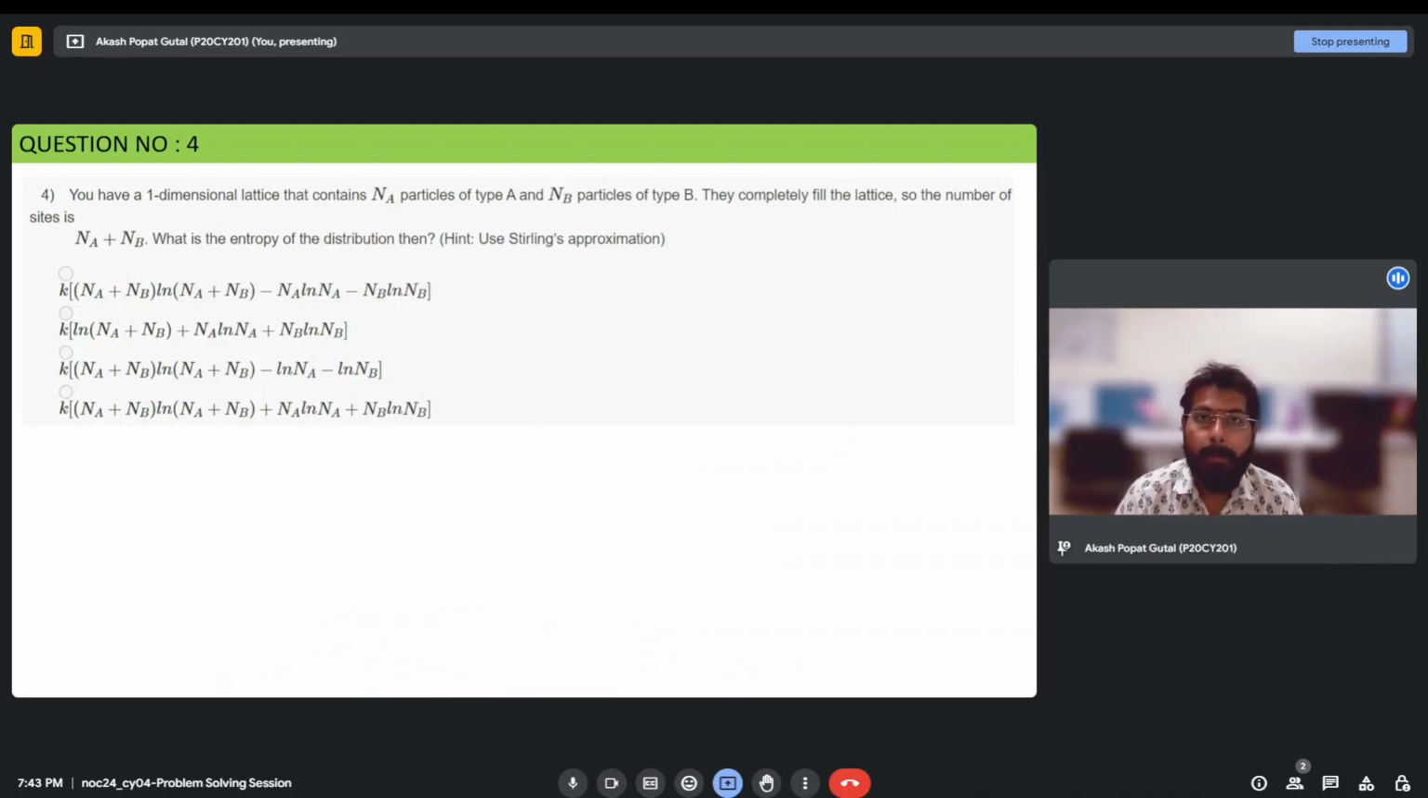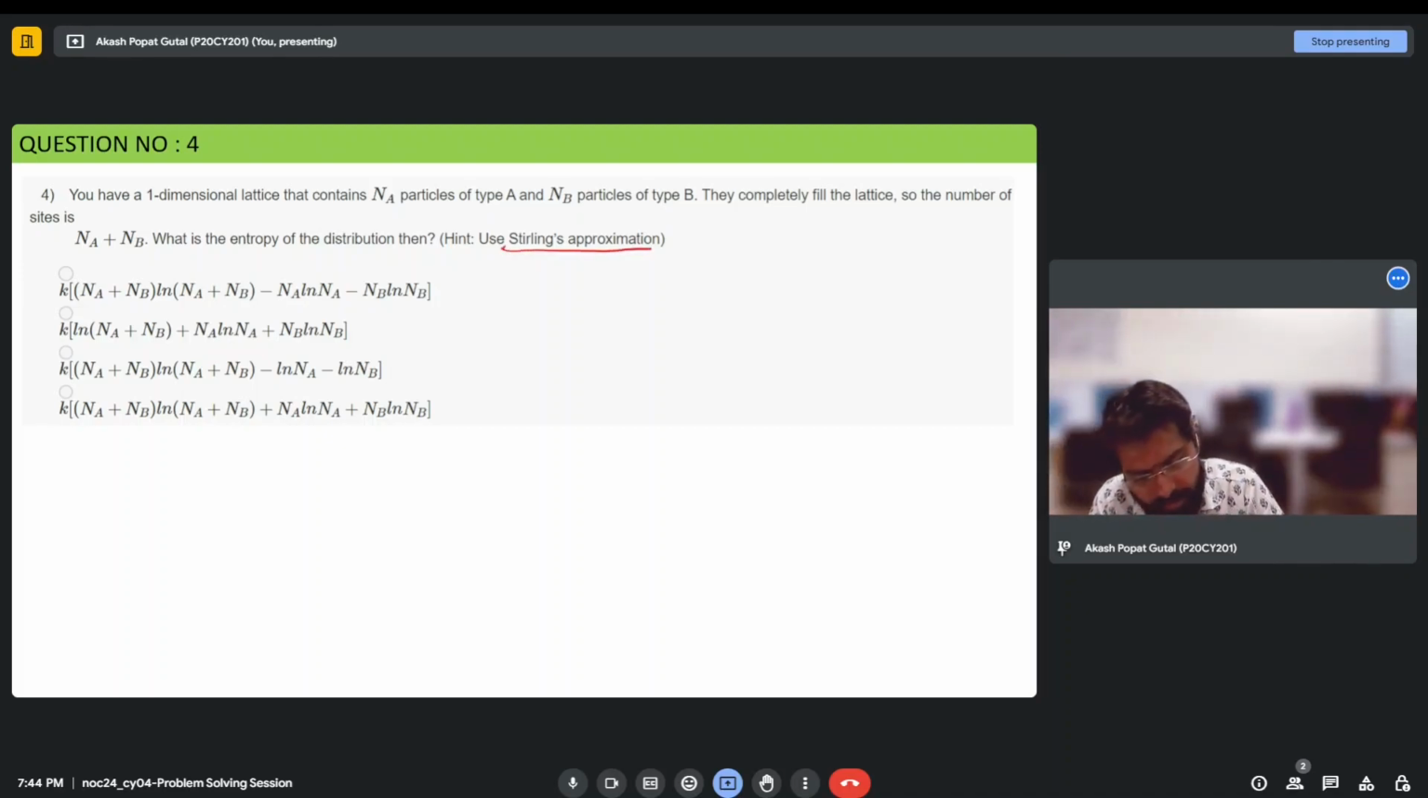You have a one-dimensional lattice that contains Na particles of type A and Nb particles of type B. They completely fill the lattice. So the number of sites is Na plus Nb. What is the entropy of the distribution then? Hint: use the Stirling approximation. So I will write here what the Stirling approximation is.